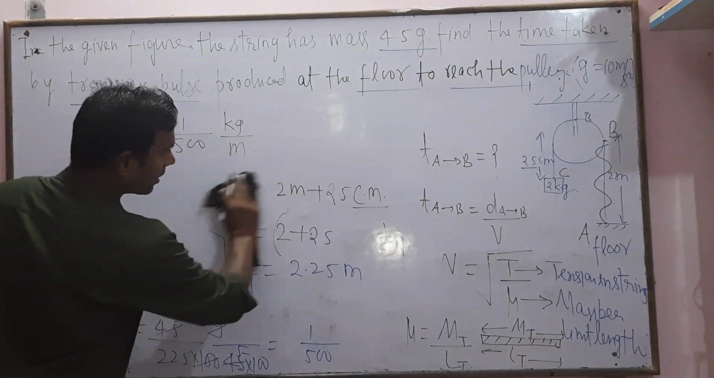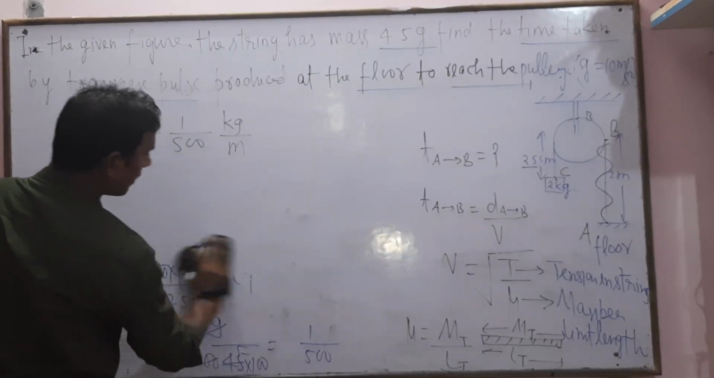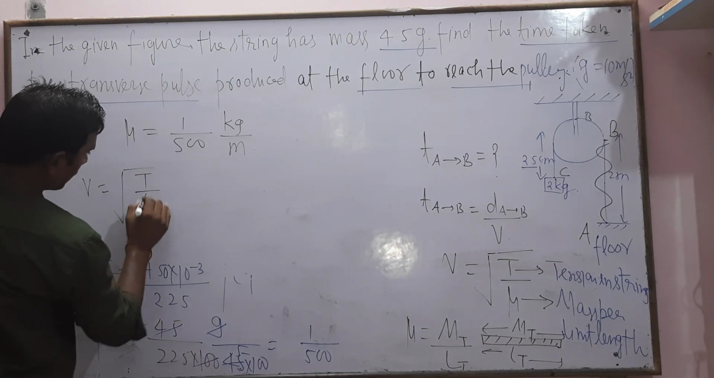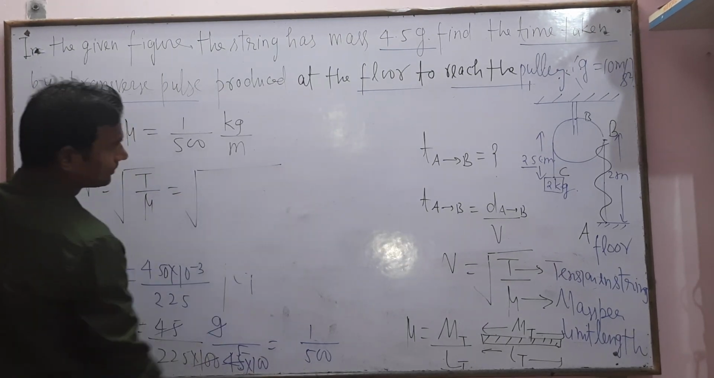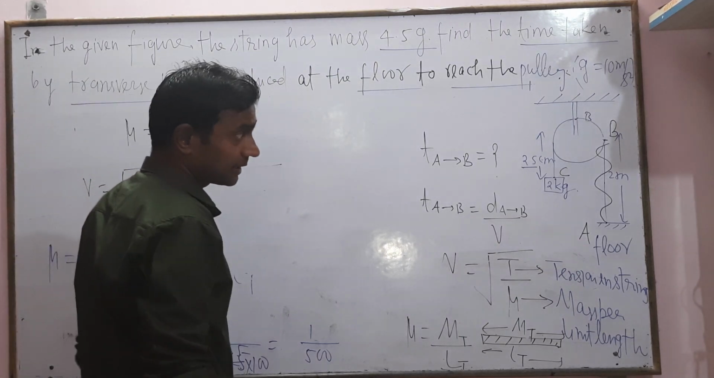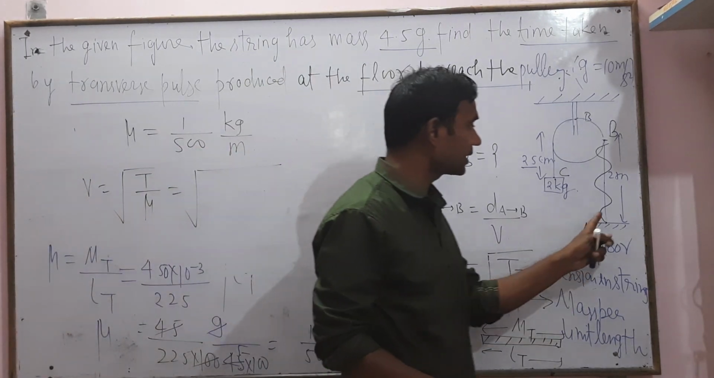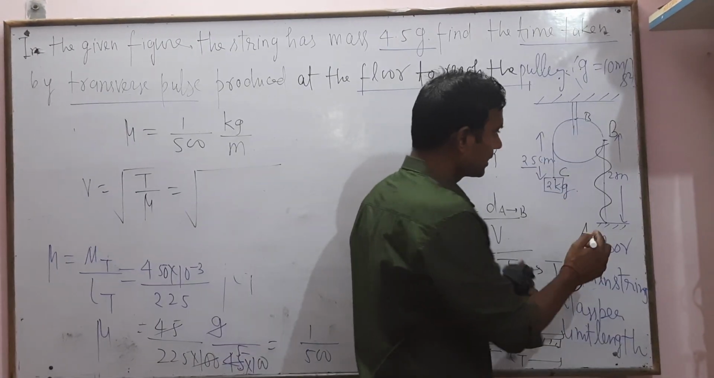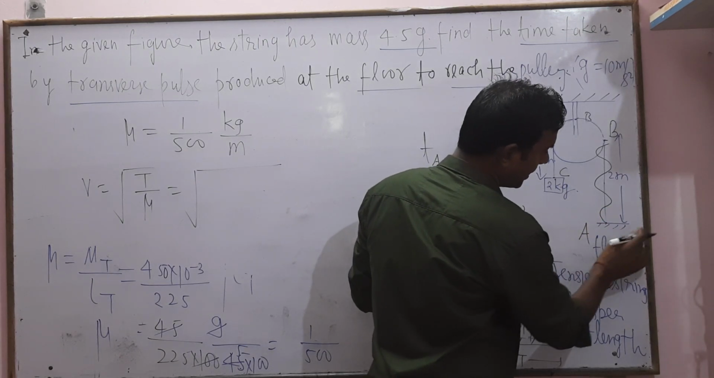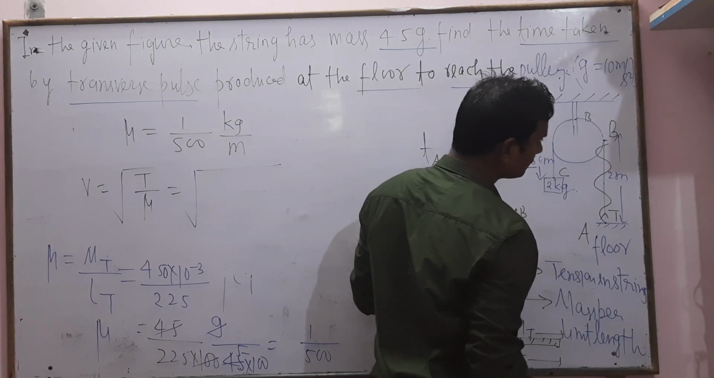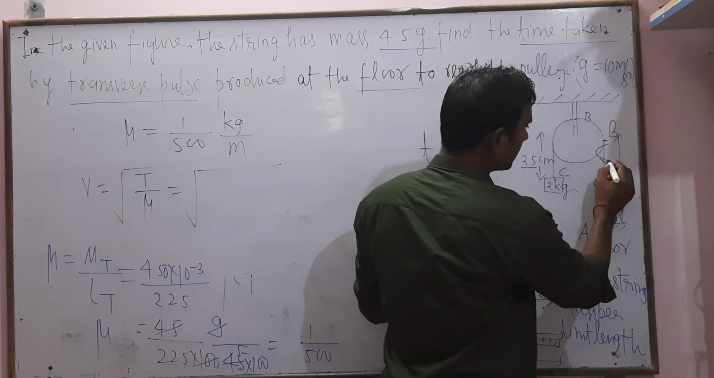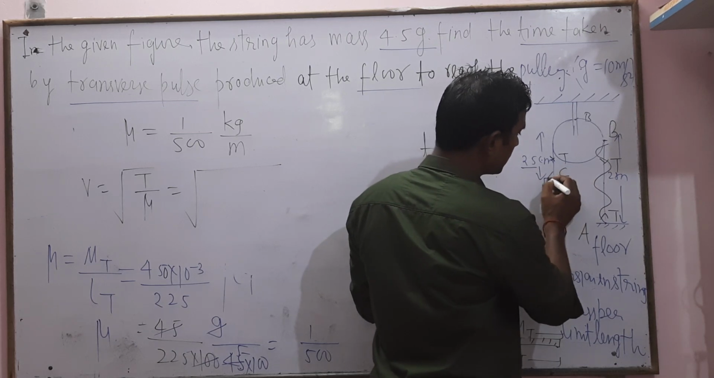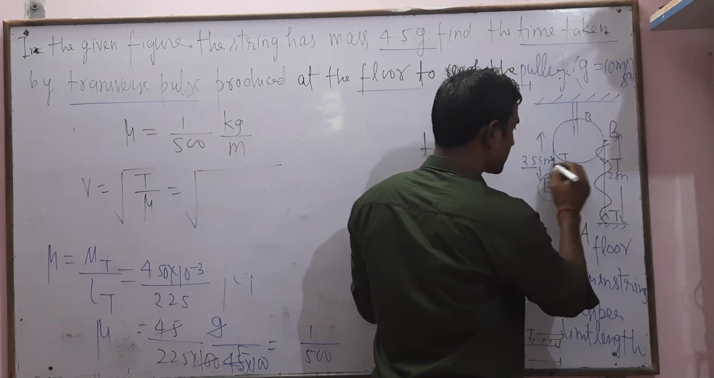This is the mu, and also we need the value of v. V equal to root of T by mu. T is what? T, the tension, important point. The tension in the string. Tension will be the same; if we take the FBD of a pulley, then tension is away from the system. If we take the FBD of 2 kg, then tension will be away from the system. So this is the tension T.